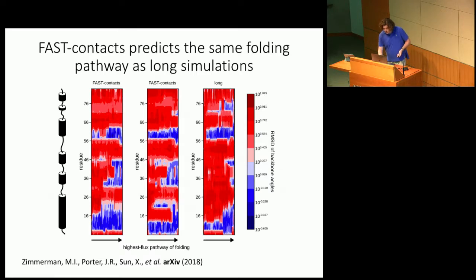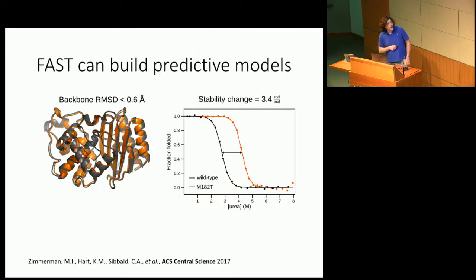Lastly, I think I'm running out of time, but I just want to say that FAST, in addition to providing really realistic transition paths, can also build very predictive models. I want to highlight this story where there's a mutation in TEM-1 beta-lactamase that is extremely stabilizing. But if you look at the crystal structures of these two sequences, there's no real change. It's less than 0.6 angstrom RMSD difference.